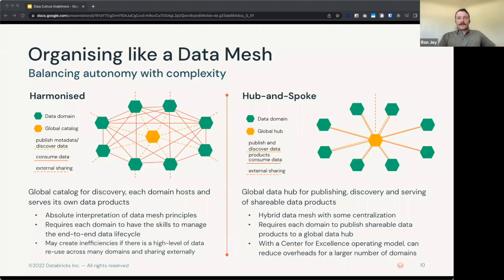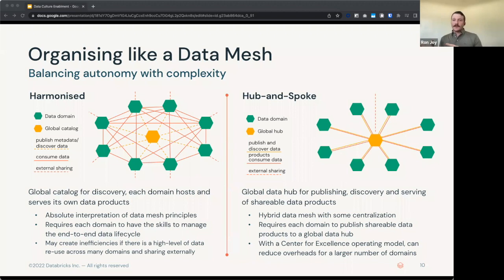So again, getting into a bit of a graphic here to show these two different visualizations of the world. In a perfect world, we have this super harmonized, true data mesh where every node's connected to each other. They all share data freely and independently, and everything just works nicely.